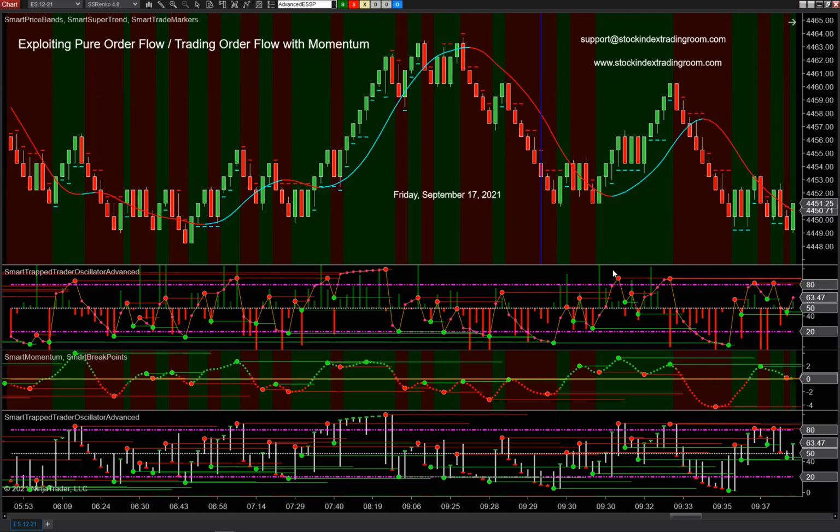So what we're going to use today, I'm going to talk a little bit about trap trader oscillator and some things in here. And we're going to use smart momentum with trap trader oscillator to find examples of order flow and momentum that are in agreement. And when we find those, typically we have not only price movement in a certain direction, but rather quickly, okay? Rather quickly, which I think, if we're going to be honest, we're all going to be interested in that.